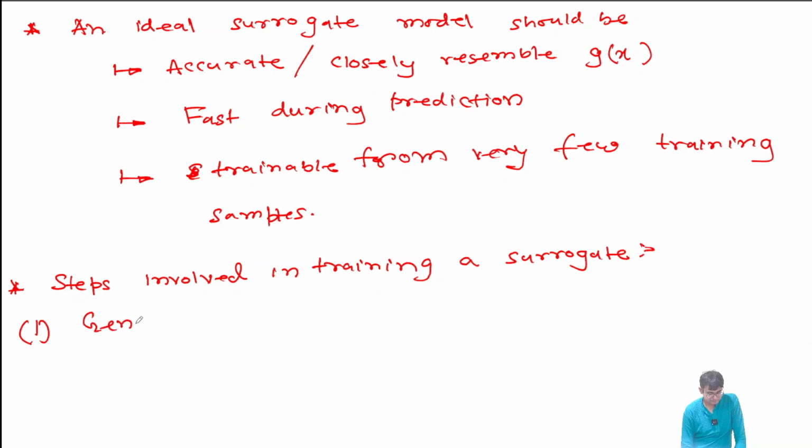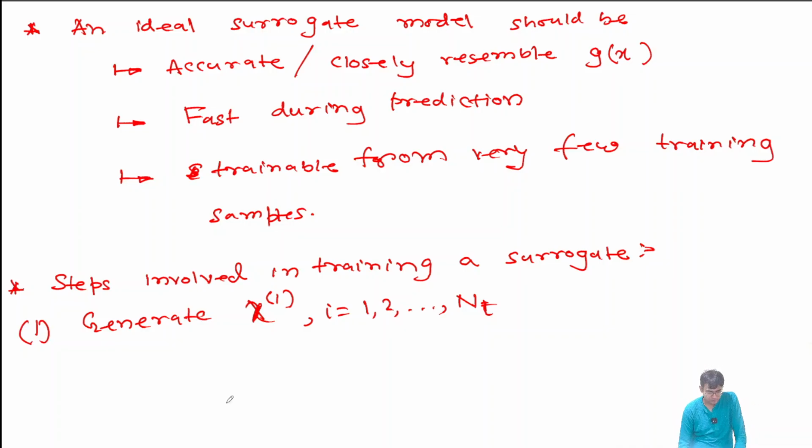Generate x_i, i equal to 1 to n_t. N I cannot use, n is the number of samples I use in Monte Carlo simulation. So I use the term n_t, maybe small t, where n_t is my number of training samples, which needs to be minimized, by the way, keep in mind.